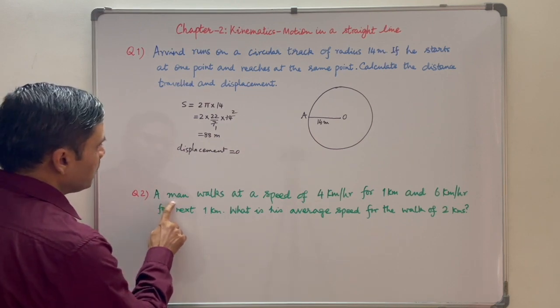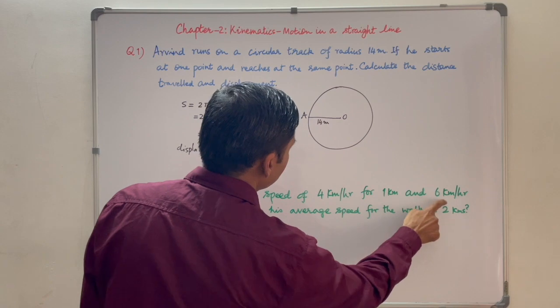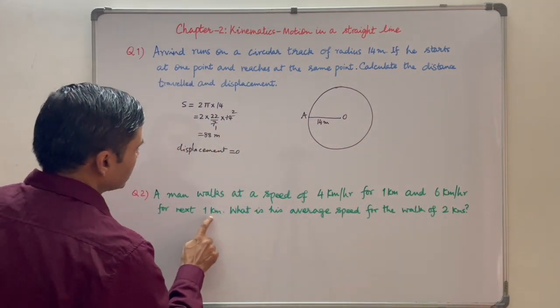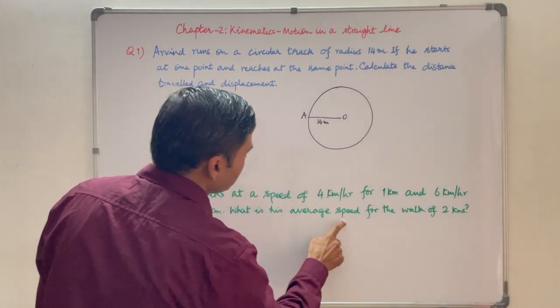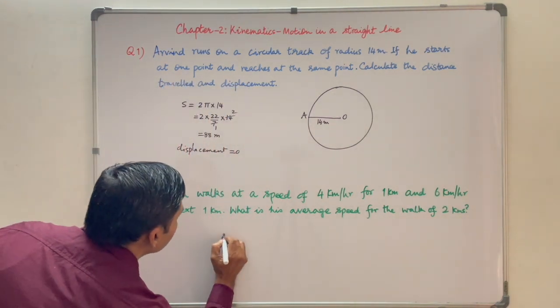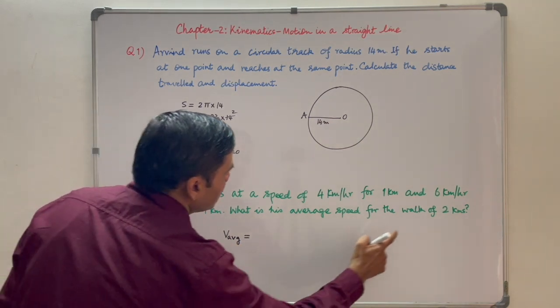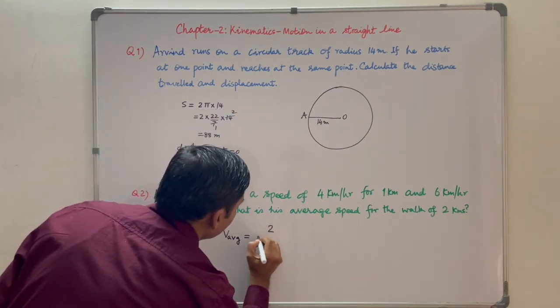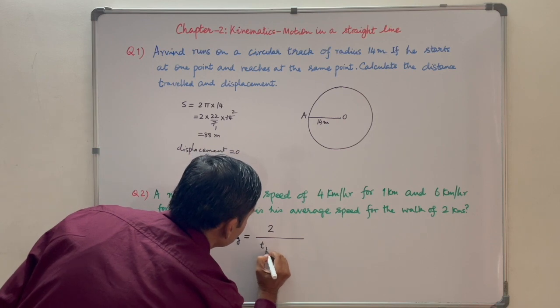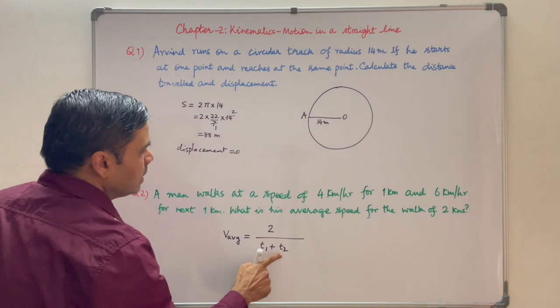Second question, a man walks at a speed of 4 km per hour for 1 km and 6 km per hour for next 1 km. What is his average speed for the walk of 2 km? So the average speed v average is equal to total distance traveled, that is 2 km, upon total time taken, that is T1 plus T2. We have to calculate T1 and T2.